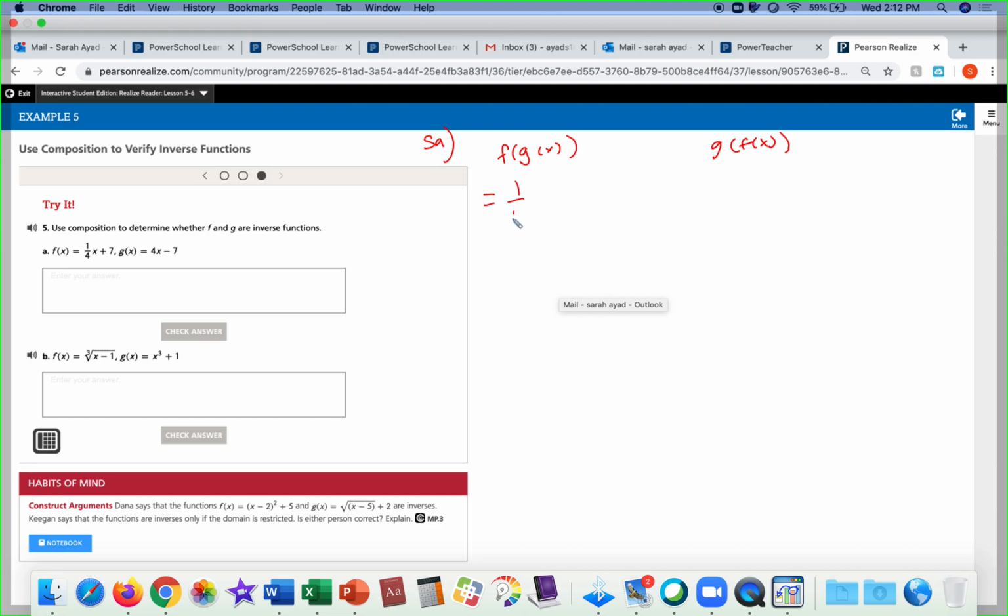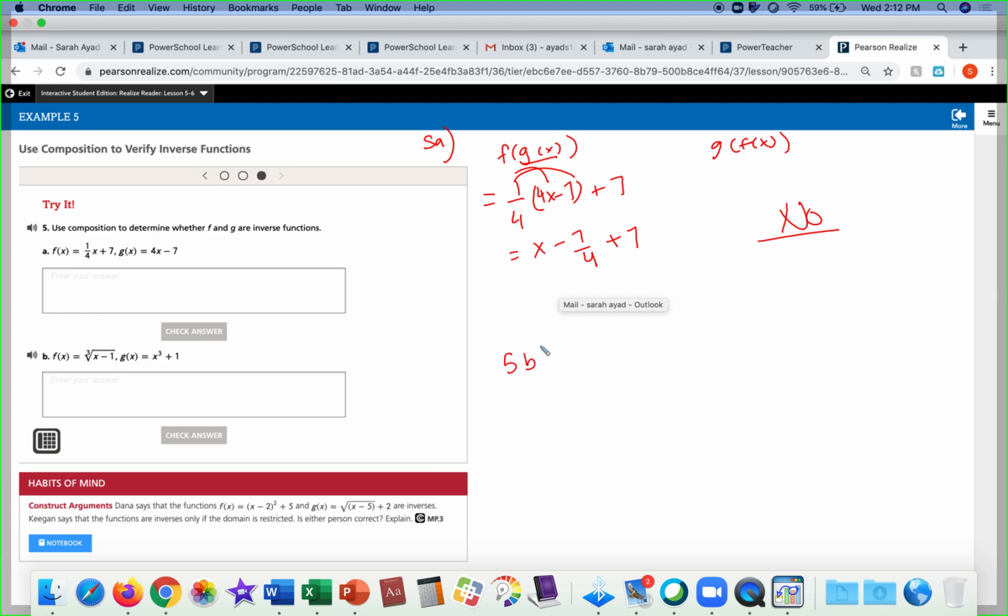The function f is 1/4 times something plus 7. Inside there, I'm going to plug in g of x, 4x minus 7. To simplify, I distribute. 1/4 times 4 is just x, minus 7 over 4 plus 7. Wait a second. This is not going to give me x. So right off the bat, no, they're not inverses of one another.